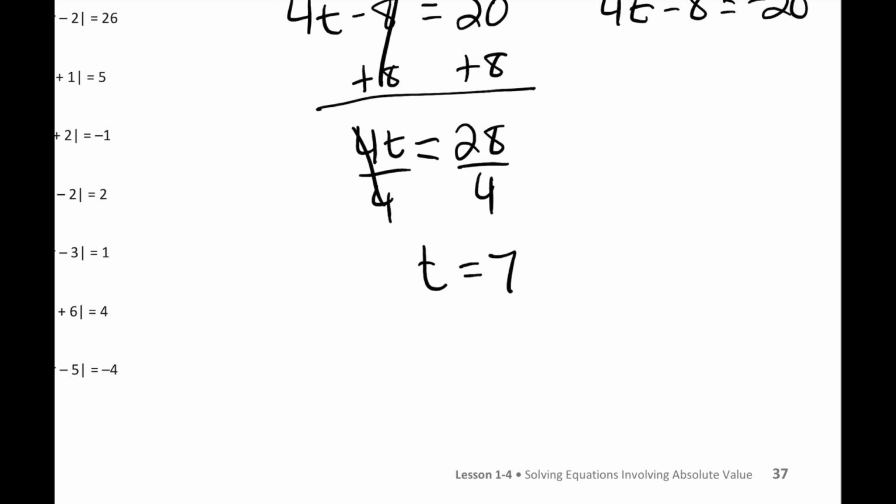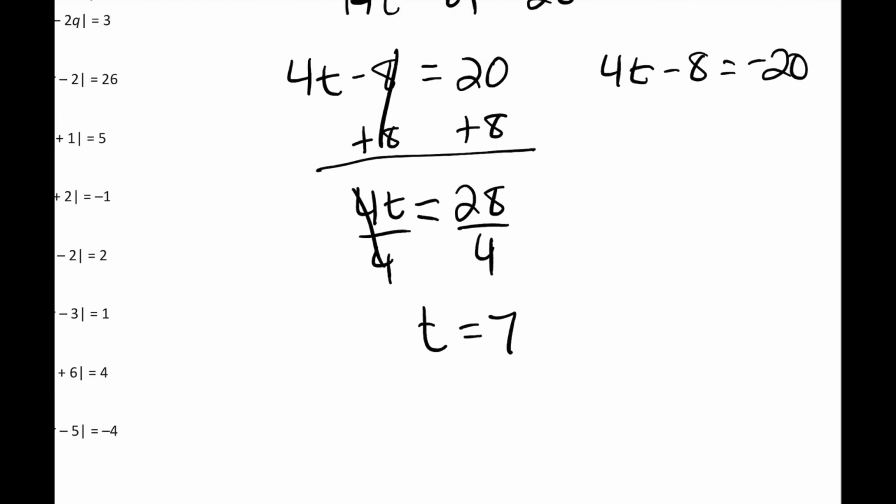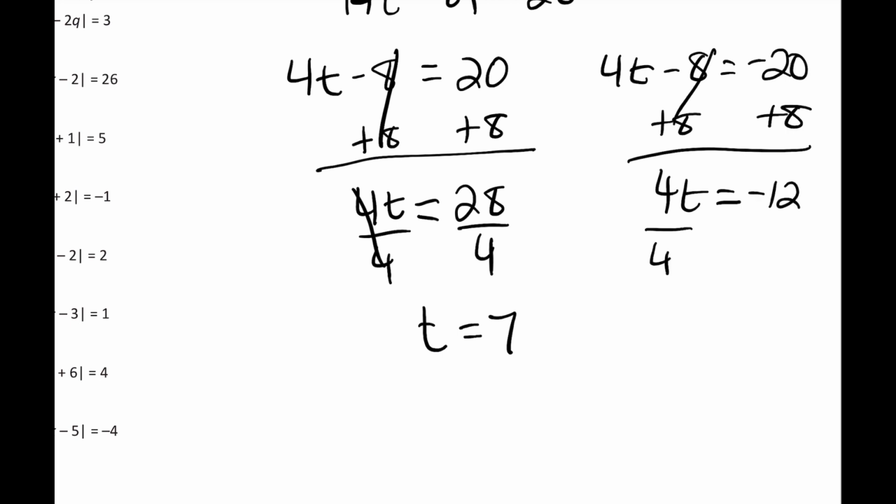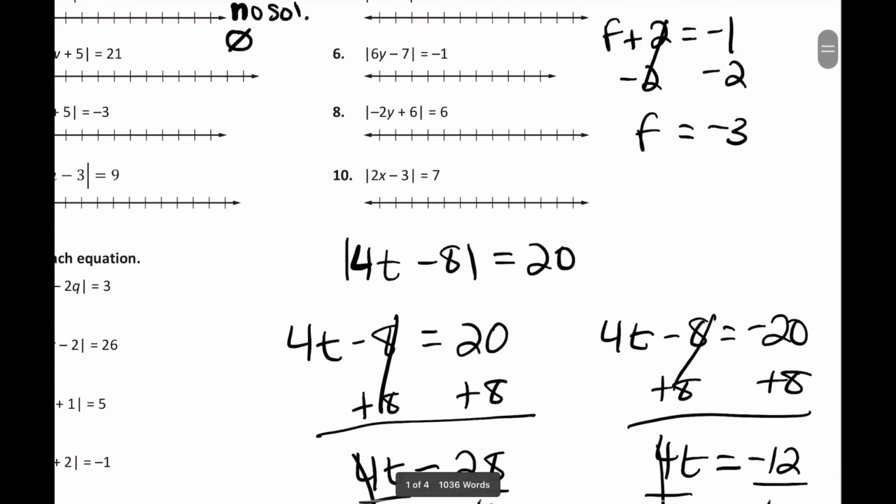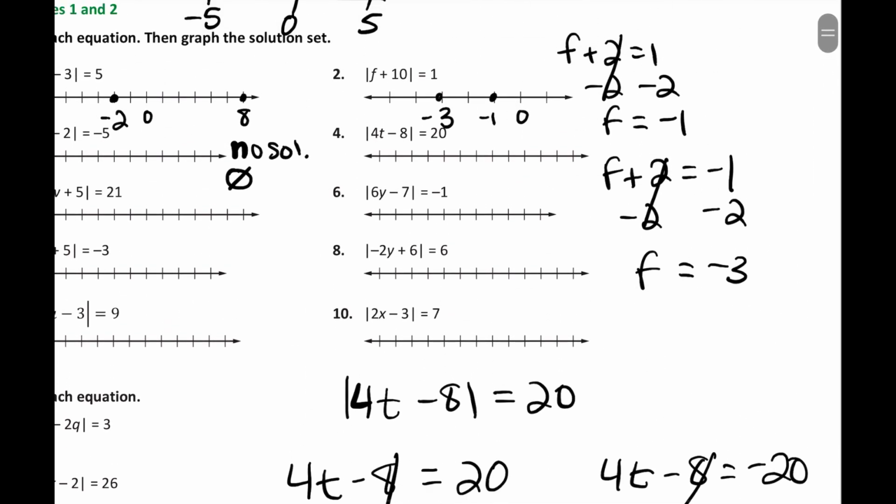Now we'll solve for when we have negative 20, so add 8. Those cancel. 4 times t equals negative 20 plus 8, which is negative 12. Divide by 4, those cancel. t is equal to negative 12 divided by 4, which is negative 3. So these are our two solutions, negative 3 and 7. So I'll put negative 3 and 1, 2, 3, 4, 5, 6, 7.